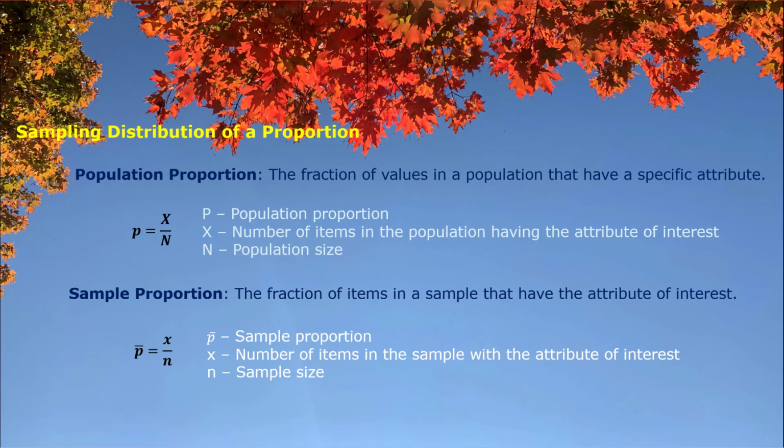We use a different letter, p bar, to represent the sample proportion. We understand the sample proportion would normally be different from the population proportion, so the difference is described as the sampling error for the proportion.